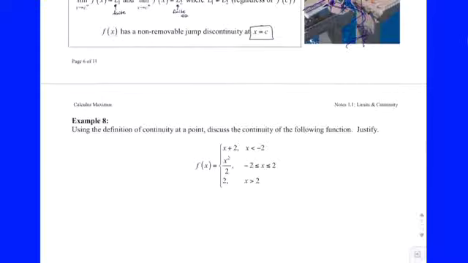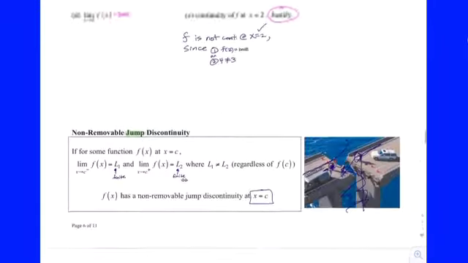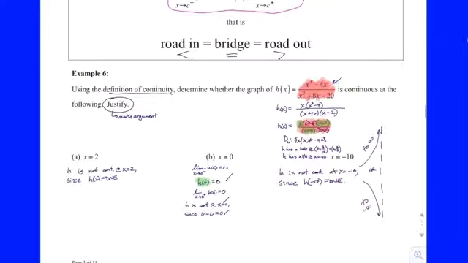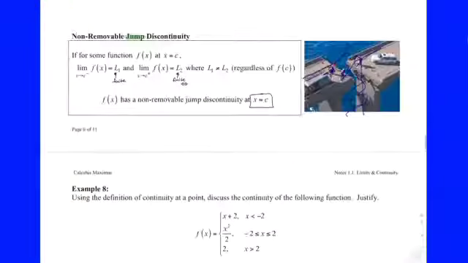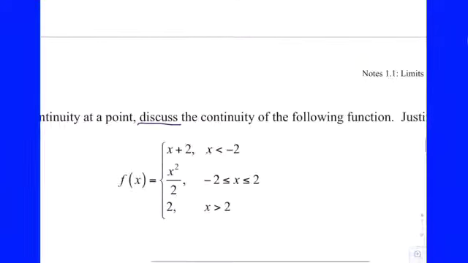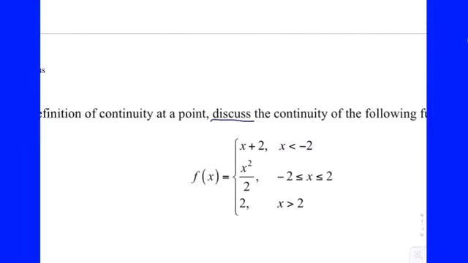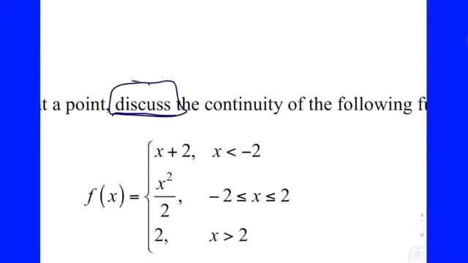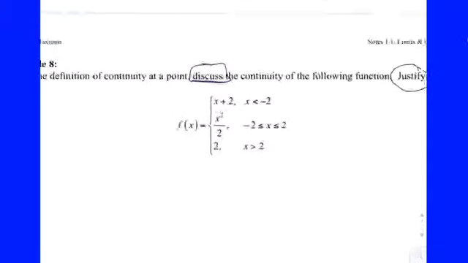All right. Let's look at example 8. Using the definition of continuity at a point. I remember that. That was up here. Using that, discuss the continuity of the following function, and justify. All right, good thing it said to use the 3-point definition. Otherwise, when it says discuss, you might turn to a friend and start chatting away, right? Or write an essay. That's not what it means. It means we need to determine where and where not this function is continuous.